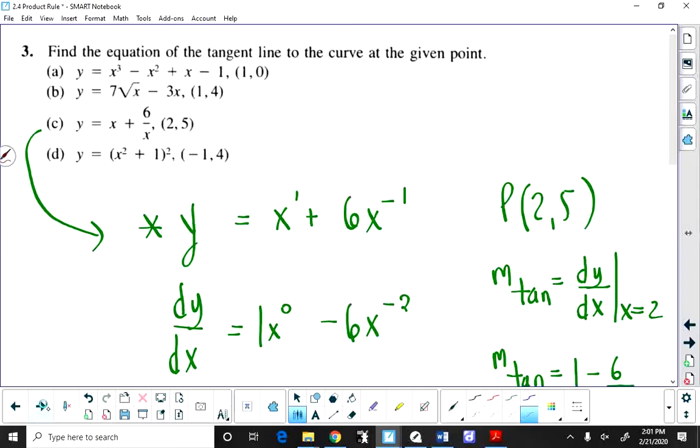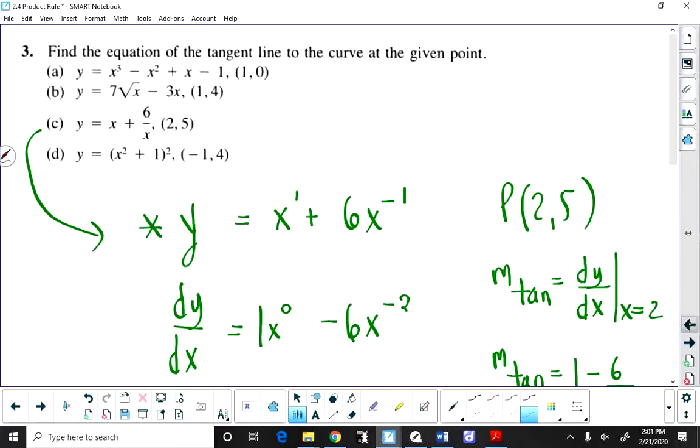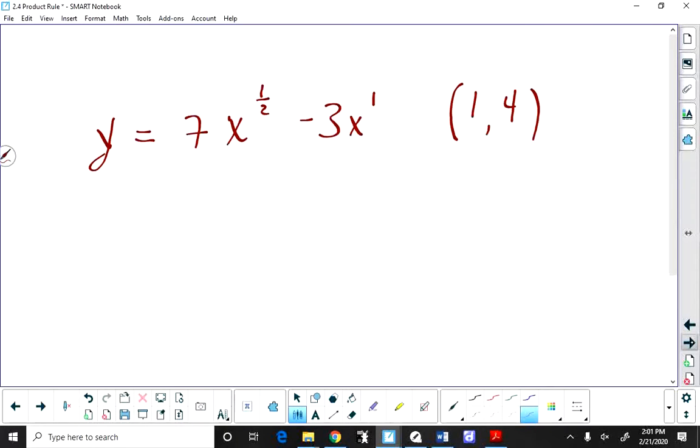All right, so we have 7 root x minus 3x at (1, 4) is the point. Yep, that's right. I just wrote the root x as x to the half because we need to think of it as exponents. Now, some of you might leave it as root x, but when you find the derivative, you're certainly going to be thinking of it as a half. So the derivative here, dy/dx, would be 7 halves x to the negative 1 half.